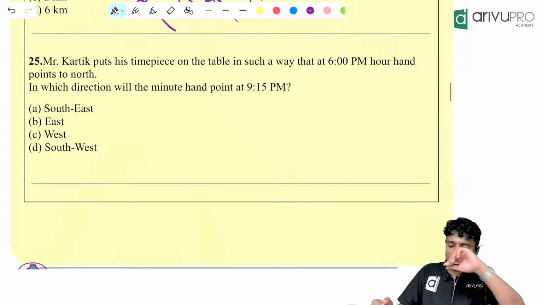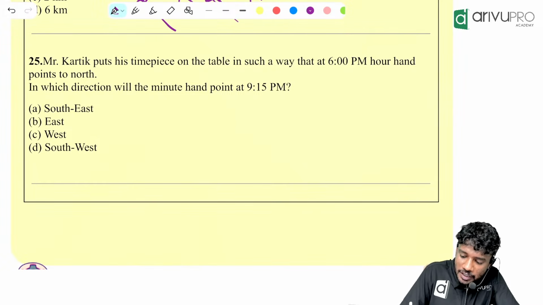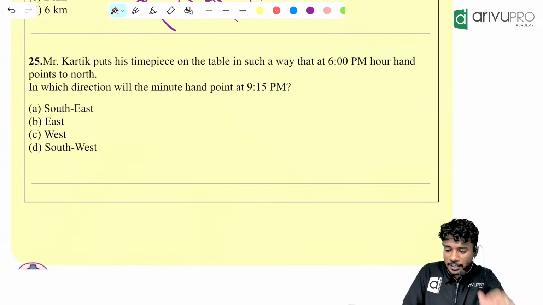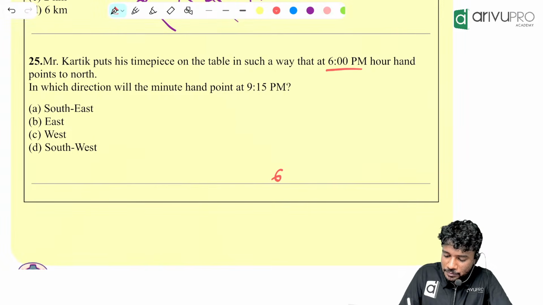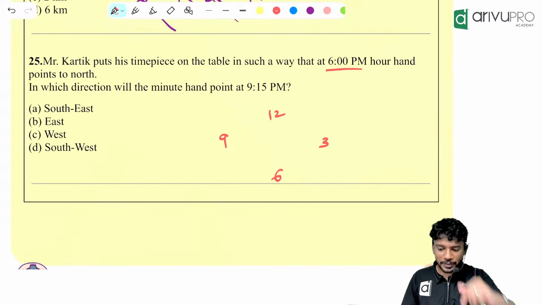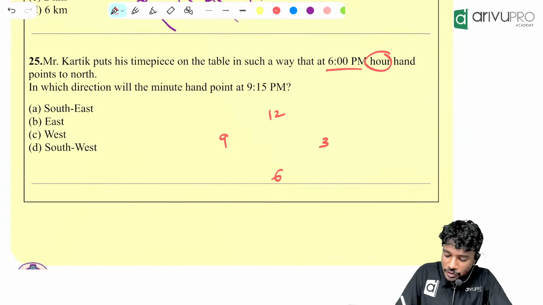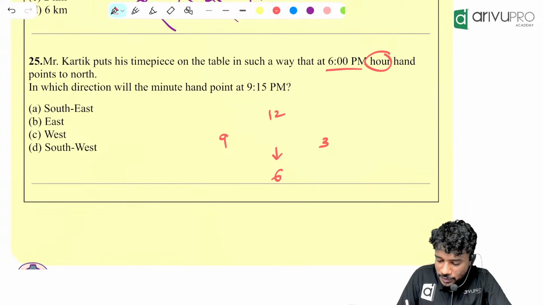Then another time based question. Mr. Karthik put his timepiece on the table in such a way that 6 p.m. 6 is here, 12 is here, 3 is here, 9 is here. At 6 p.m. the hour hand points towards north. Our hand points towards north means this is north.